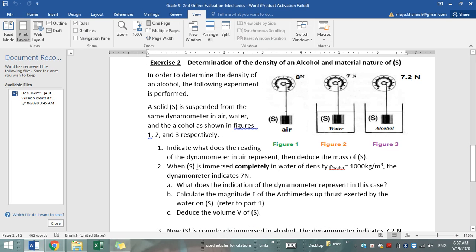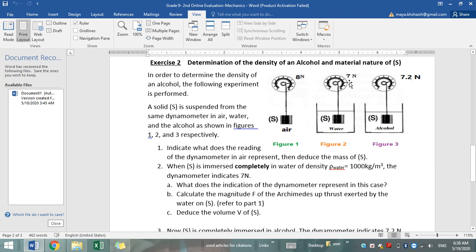2. When S is immersed completely, and here I have to draw your attention to this condition, that S is being completely immersed in water as shown in the adjacent figure in figure 2. In water of density 1000 kg per meter cube, here the density is given in the SI unit, the dynamometer changes its indication to give 7 Newton, which is a value less than the previous one. A, what does the indication of the dynamometer represent in this case?